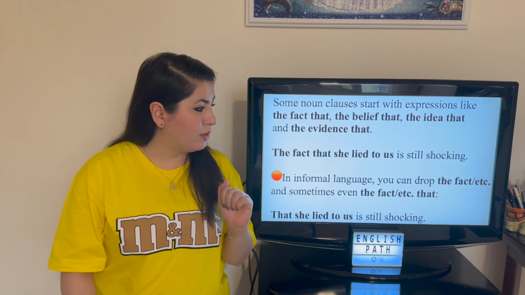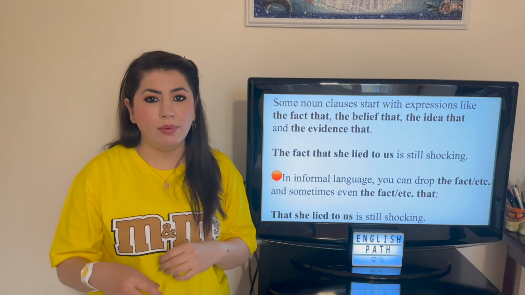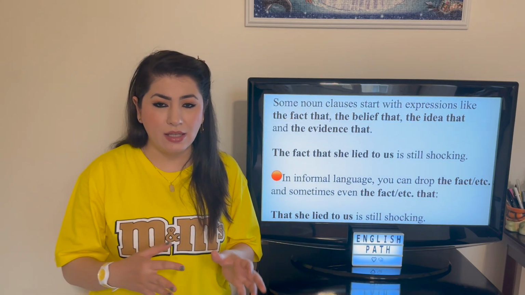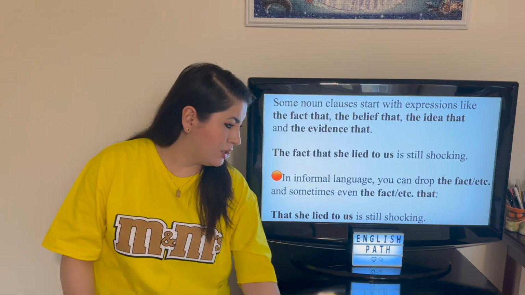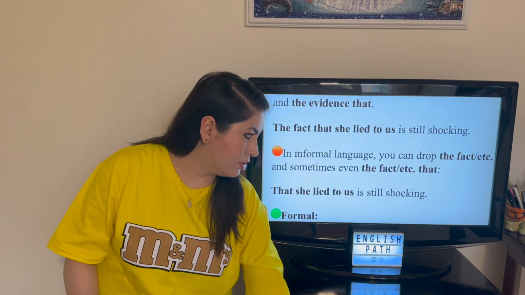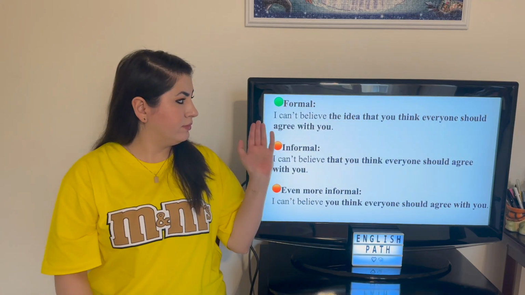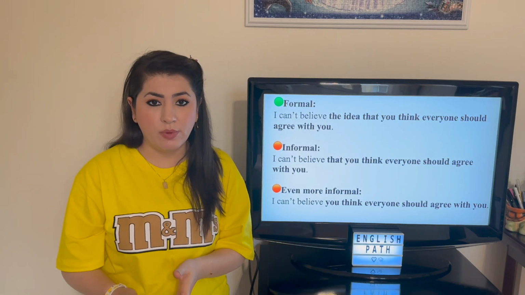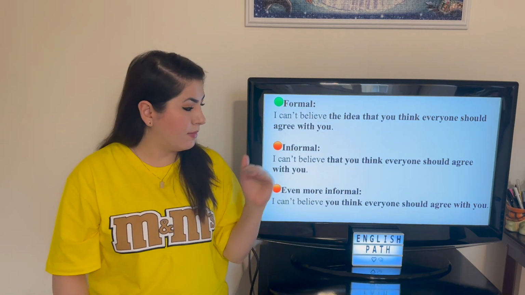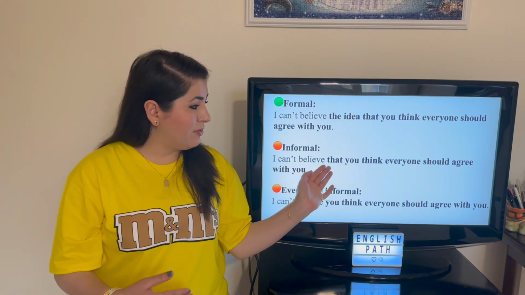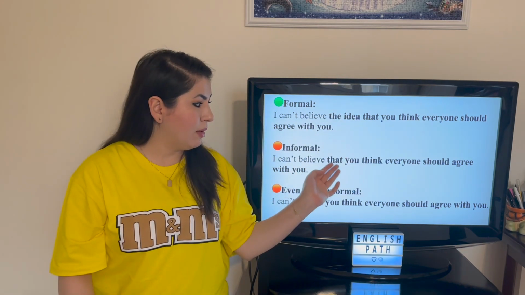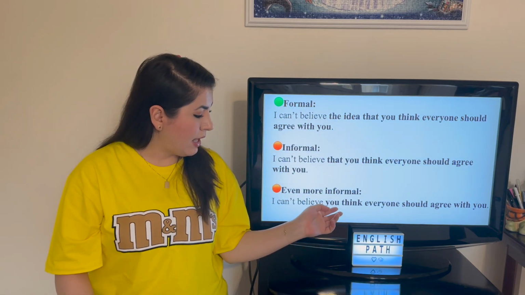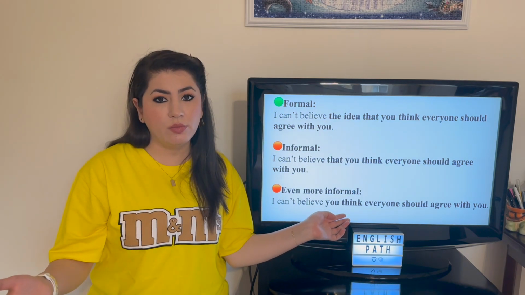In informal language, you can drop the fact, the idea, the belief, etc., and sometimes even the fact that, the idea that. For example, that she lied to us is still shocking. It's the reduced version. Another example, this one's formal: I can't believe the idea that you think everyone should agree with you. Informal: I can't believe that you think everyone should agree with you. Even more informal: I can't believe you think everyone should agree with you.